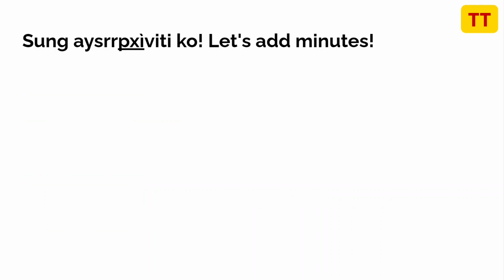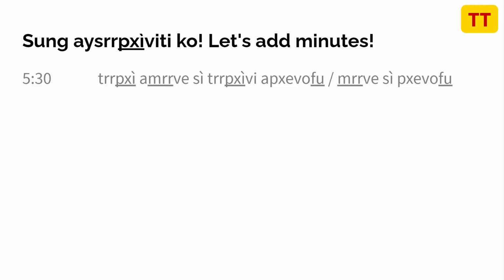Let's add minutes into the mix. So now it gets a bit more full, the slides. I'm sorry for that. 5:30. How would we say that? We start with the 5. Trp'e amrve, so the 5th hour. And then we can just add the minutes with se. So trp'e amrve, se trp'evi ap evo fu. So evo fu being 36 in octal. So yes, we need to convert from decimal to octal here.